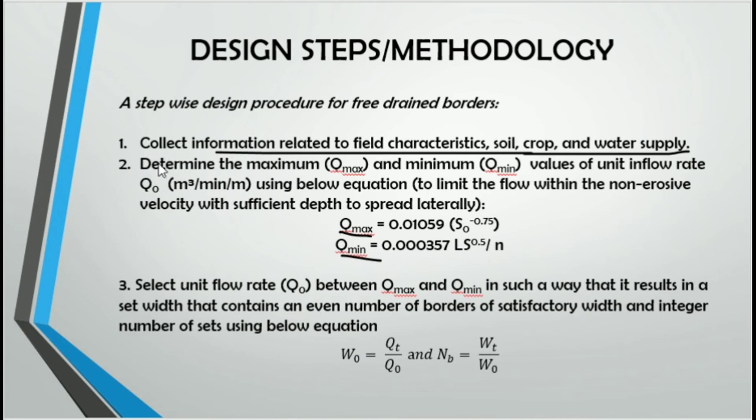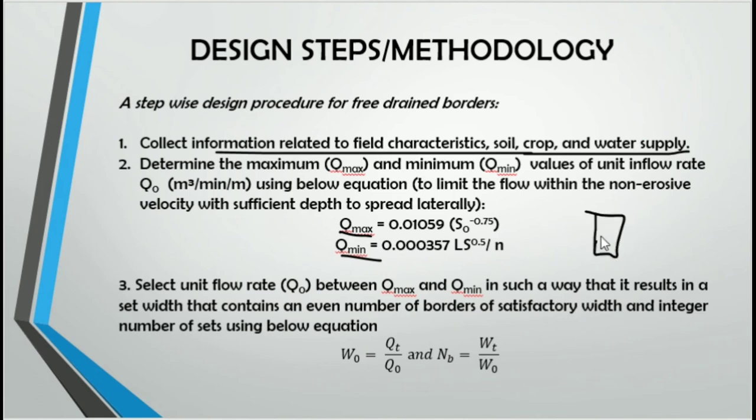Next is to determine the maximum, or your Q max, and your minimum, or your Q min, values of unit inflow rate QO in cubic meters per minute, using the equation below to limit the flow within the non-erosive velocity with sufficient depth of spread laterally. So we need to identify the minimum and the maximum inflow rate.